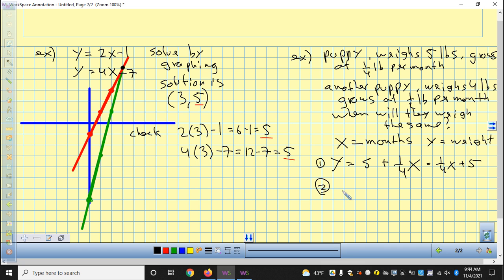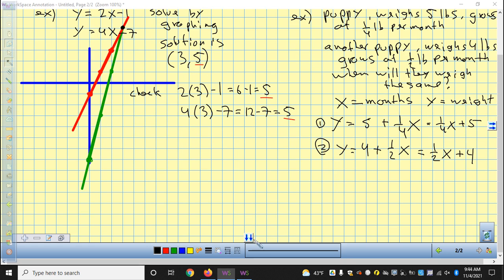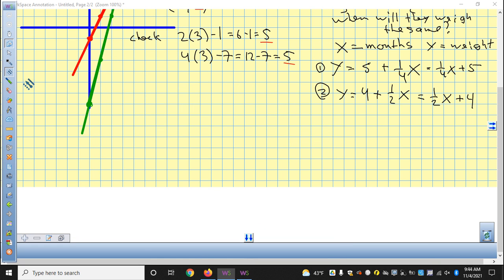For the second puppy, its weight is going to be 4 pounds plus 1/2 pound times every month that it grows. So I could write that as 1/2 x plus 4. And we want to find where the weights are the same. So we're going to graph these lines and find where they intersect. That's how we're going to solve this system of equations. So let's make our graph.